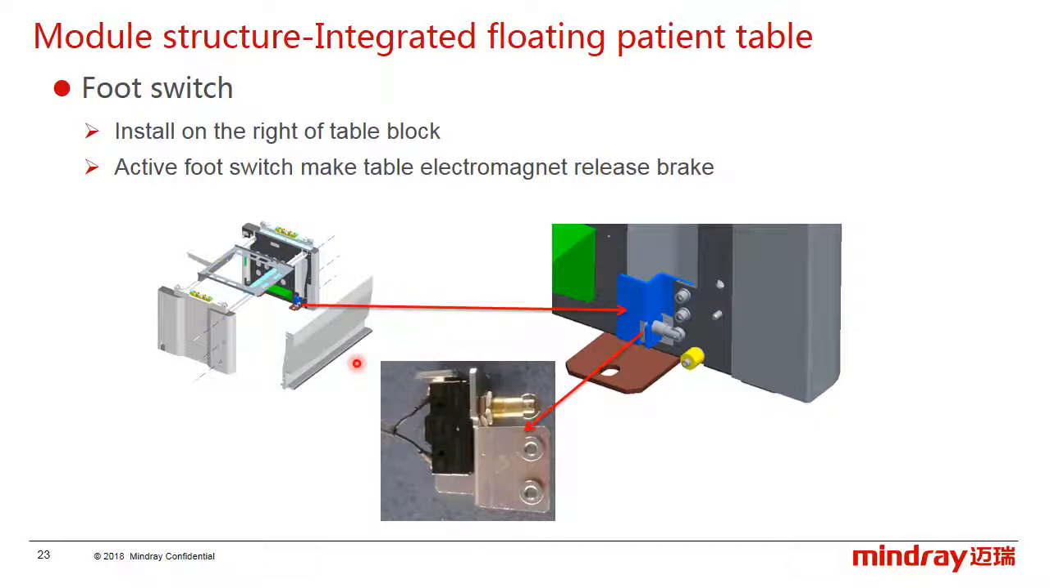So, how does the foot pedal unlock the tabletop? Via the foot switch in the right corner here. When you step on the pedal, the foot switch is activated, and the electromagnet under the tabletop is unlocked, so the tabletop can be moved.